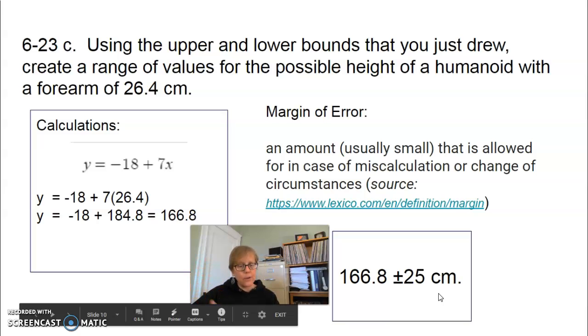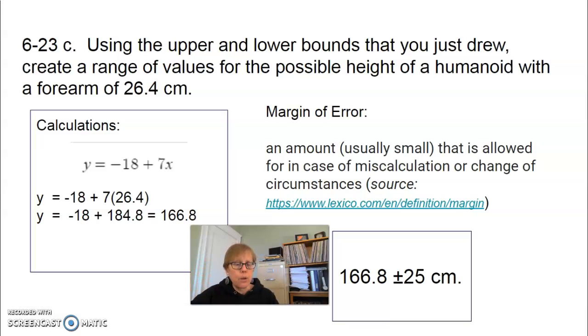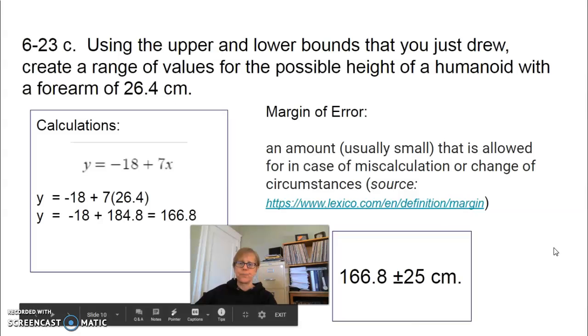Sometimes that is figured out as a percentage, so then we would figure out, 25 is what percent of 166.8. I haven't figured that out at this point, but a lot of times margins of error are given as a percentage. This is a fairly high percentage. This is not a real close situation. So that is margin of error, and that's how I would write that response.